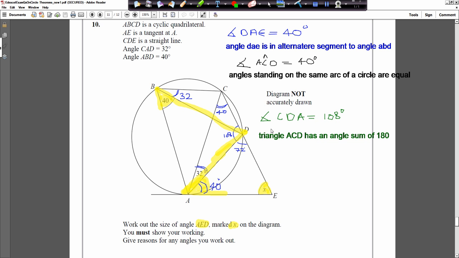Okay, so we need to write down here a little bit of extra calculation. What calculation did we do? We did here 180 degrees minus 32 minus 40. And that's the reason why. Lovely, beautiful. Okay, now, so we explained where that 40 came from. We explained where the 108 came from. Now we need to get this angle over here. This angle here is going to be 72.